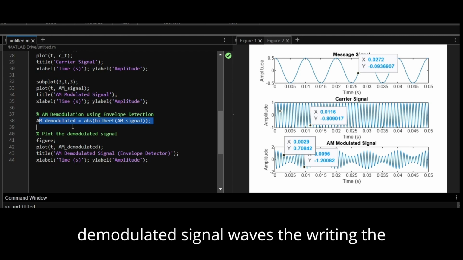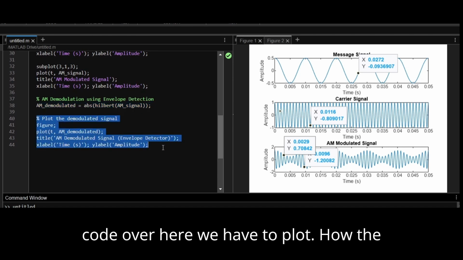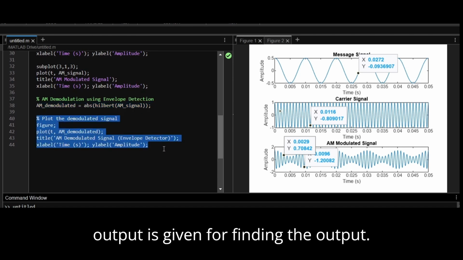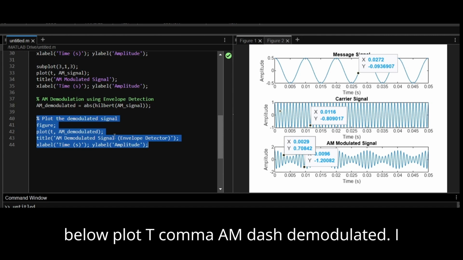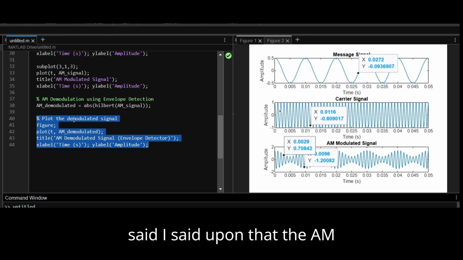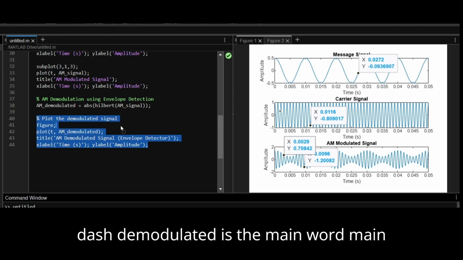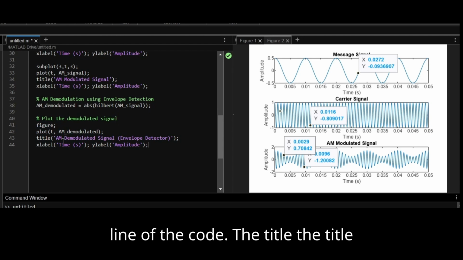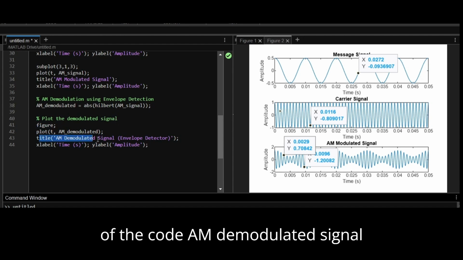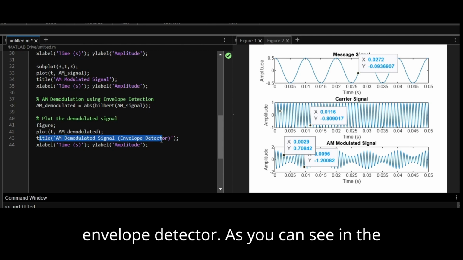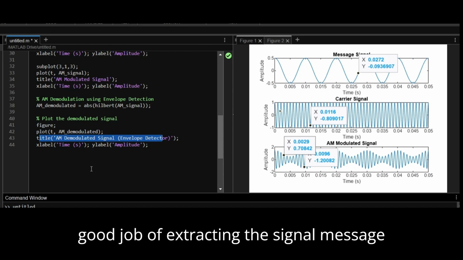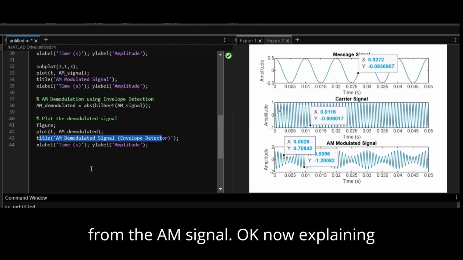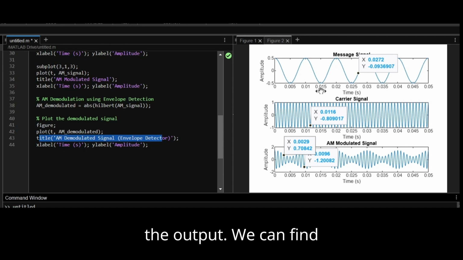Plotting the demodulated signal waves. Writing the code here, we have to plot how the output is given. For finding the output, the command lines for the code are given below. plot(t, AM_demodulated). As I said, AM_demodulated is the main line of the code. The title is AM Demodulated Signal, Envelope Detector. As we can see in the plot, the envelope detector has done a good job of extracting the message signal from the AM signal. Okay, now explaining the output.